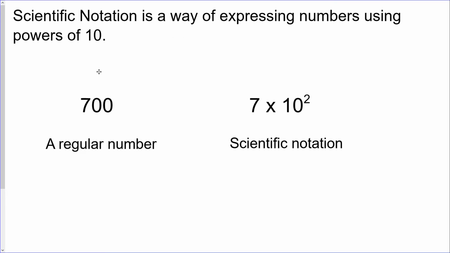Okay, now scientific notation is just a way of expressing numbers using powers of 10. Okay, and typically it's used with larger numbers, often in science, hence the name, but it can be used in other subjects as well. So regular number, 700, just as an example, in scientific notation would be written as 7 times 10 to the power of 2. Now many of you might have seen this before in a number of different environments, and if you already know it, that's great.